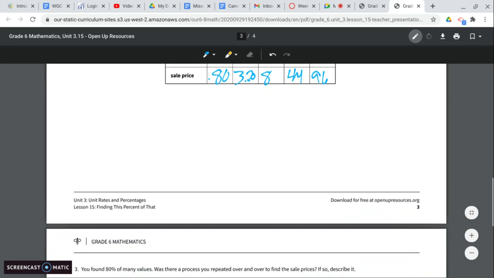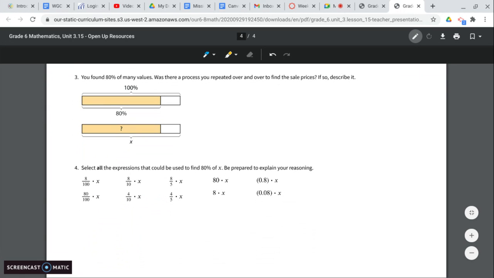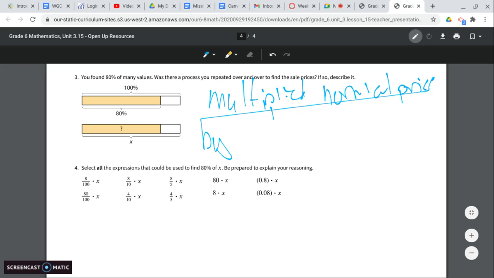All right. For number 3, you found 80% of many values. Was there a process you repeated over and over to find the sale prices? So we multiplied the normal price by 0.80 to find the sale price.